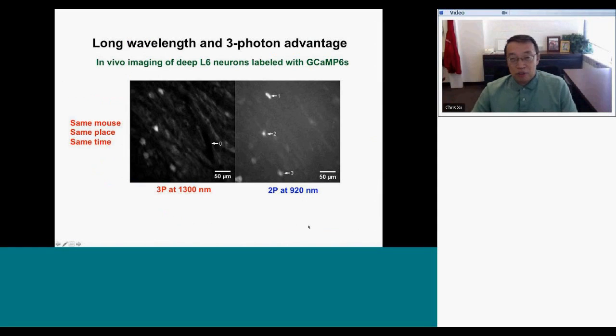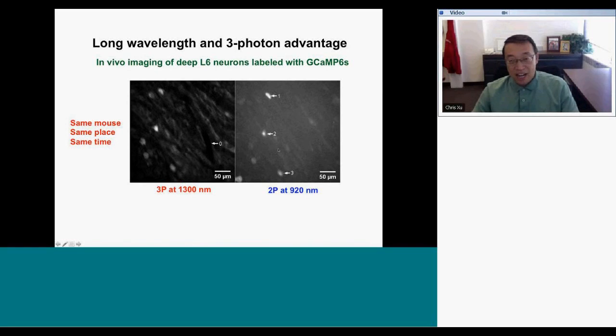The same story goes for neurons. In this case, we look at in vivo imaging of deep layer 6 neurons, just above the white matter, labeled with GCaMP6. Again, the same mouse, same imaging place, and same time. The left panel shows 3 photon imaging at 1300, and you can see lots of details of the neurons. You can also see the neurons get squeezed within the white matter over here. And you can see the shadow of the blood vessel completely black right here, the 0 point. If you do 2 photon, again the same place, same mouse, you can see the contrast is much worse.